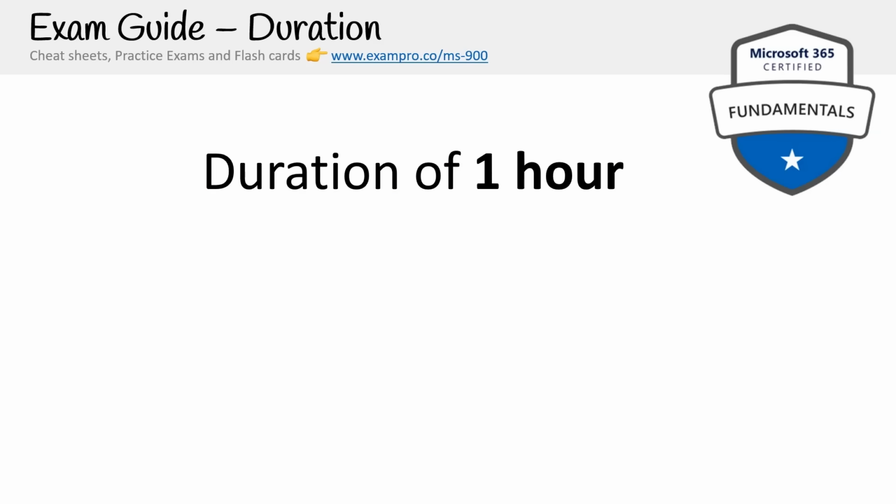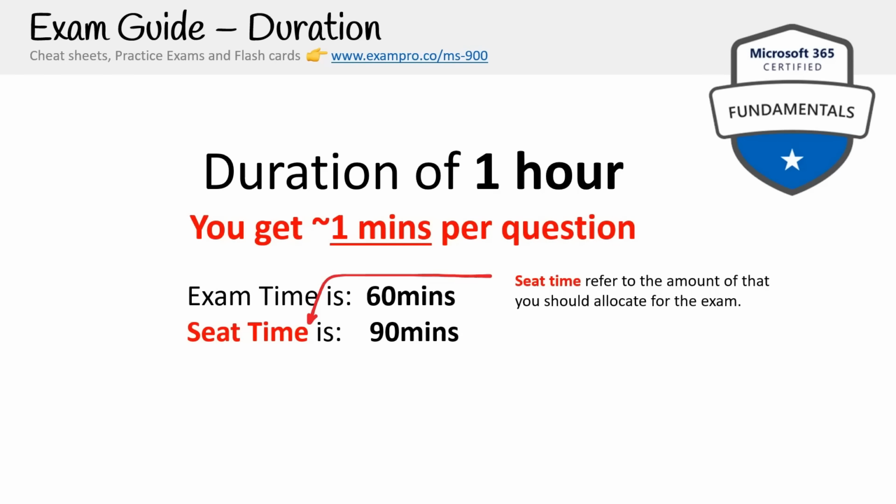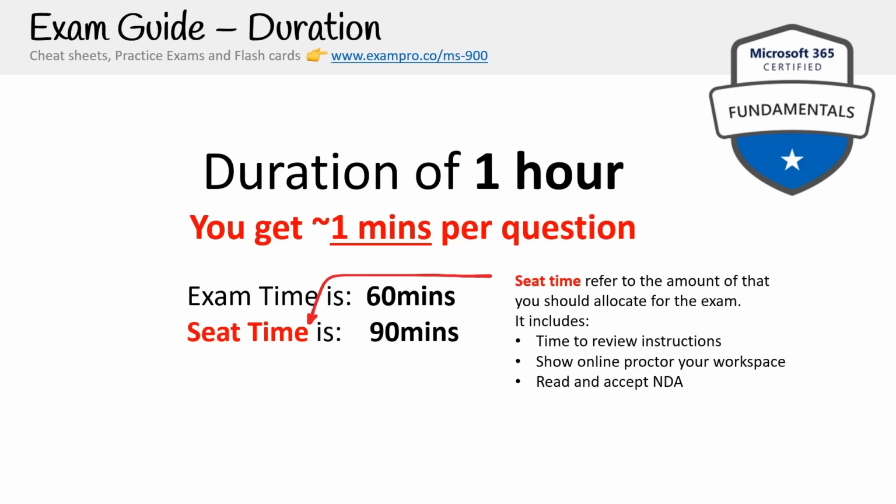The duration of the exam is 1 hour or 60 minutes, so you have a little more than 1 minute per question. The exam time is 60 minutes, but the seat time is 90 minutes. Seat time refers to the amount of time to review instructions, show the online proctor your workspace, read and accept the NDA, and complete the exam and provide feedback.